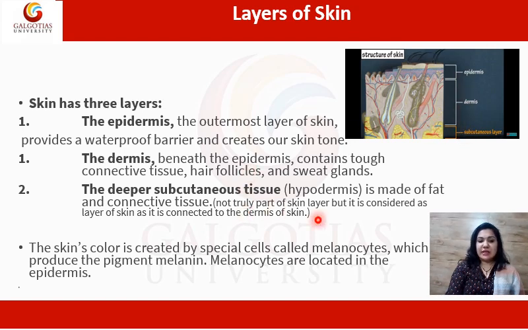The skin's color is created by special cells called melanocytes, which produce the pigment called melanin. Melanocytes are located in the epidermis. That's why the epidermis is responsible for creating our skin tone, because melanocytes are present in the epidermis. This layer here, the superficial or uppermost layer, is called the epidermis.